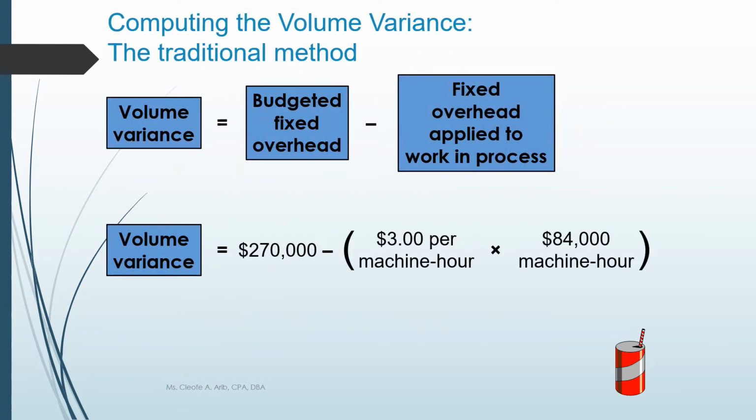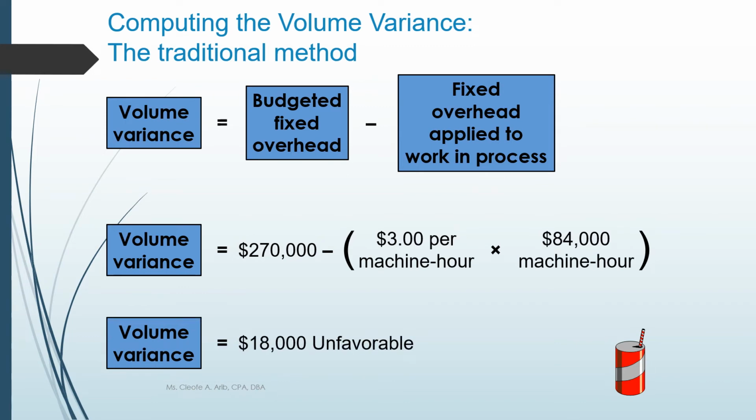At this point, let's compute for your volume variance. How do we compute for volume variance? All you have to do is get the difference between your budgeted fixed overhead less your fixed overhead applied to work in process. We know already your budgeted fixed overhead. It was already given at 270,000. Or if it is not automatically given, all you have to do is get the budgeted hours and multiply it by your standard rate.